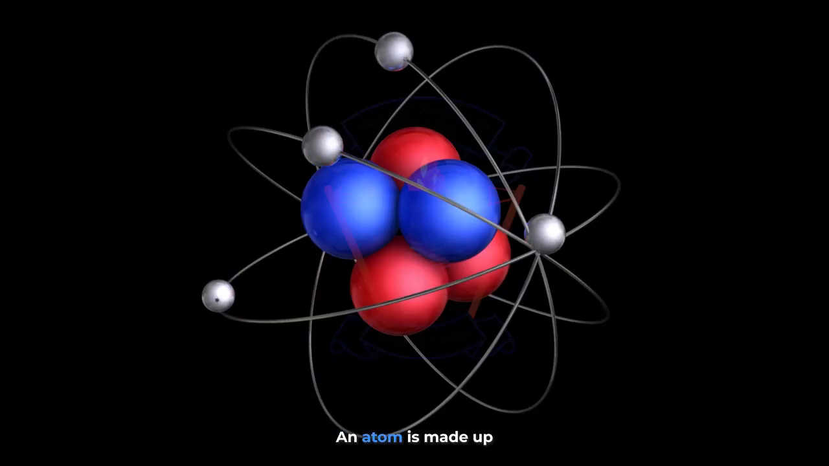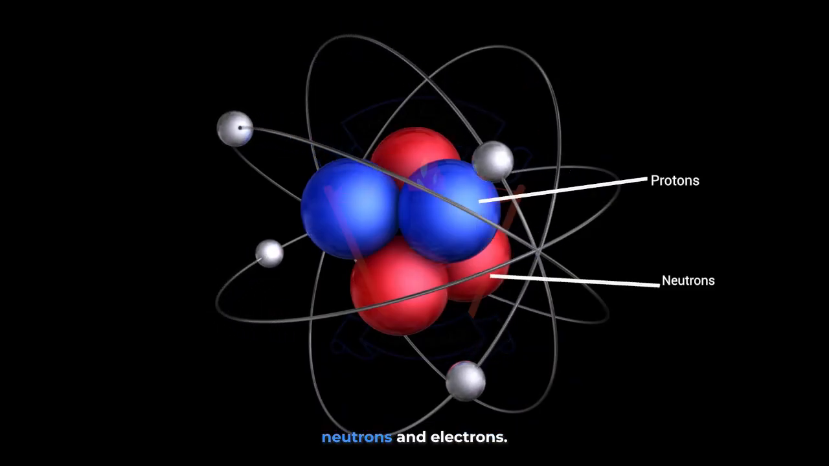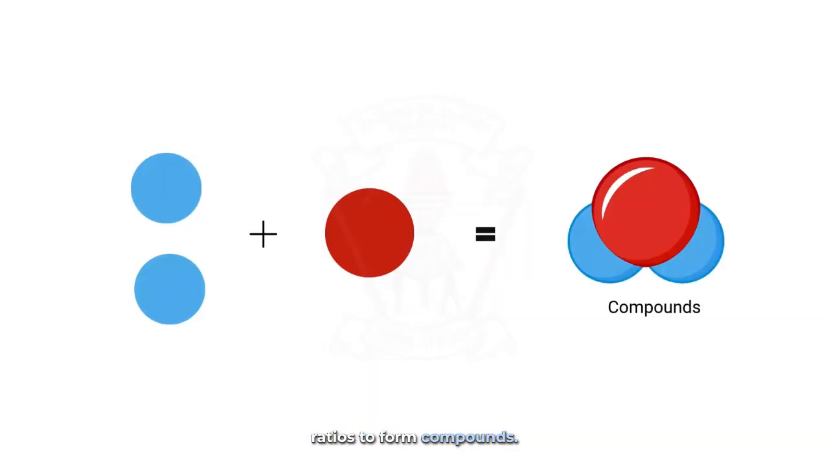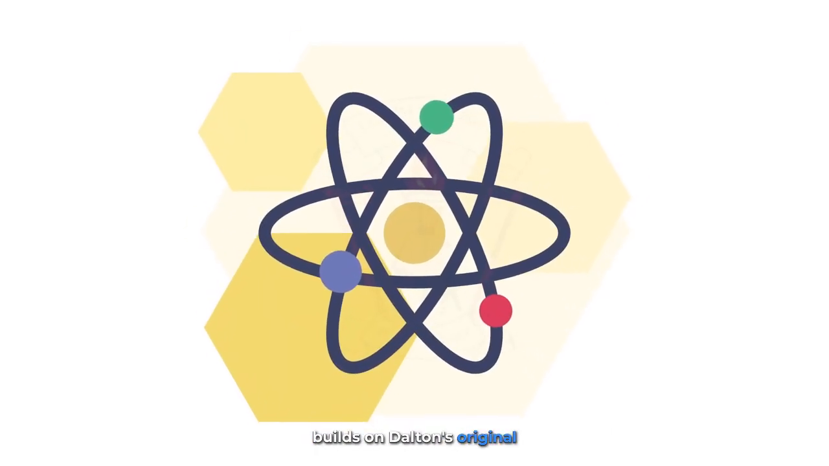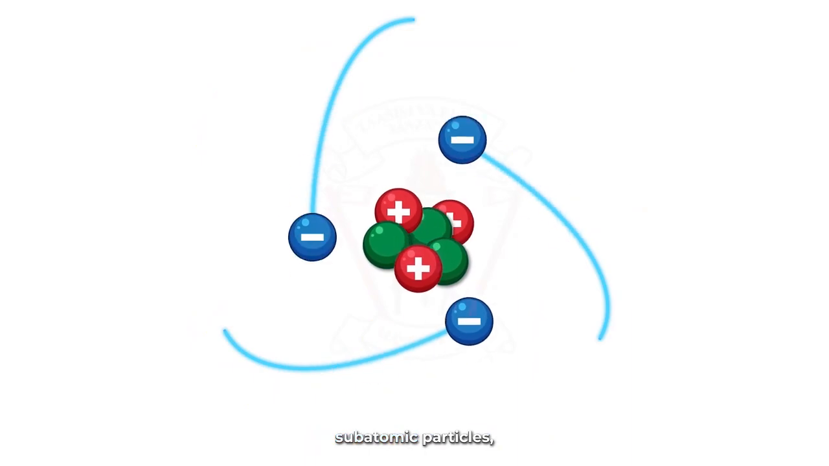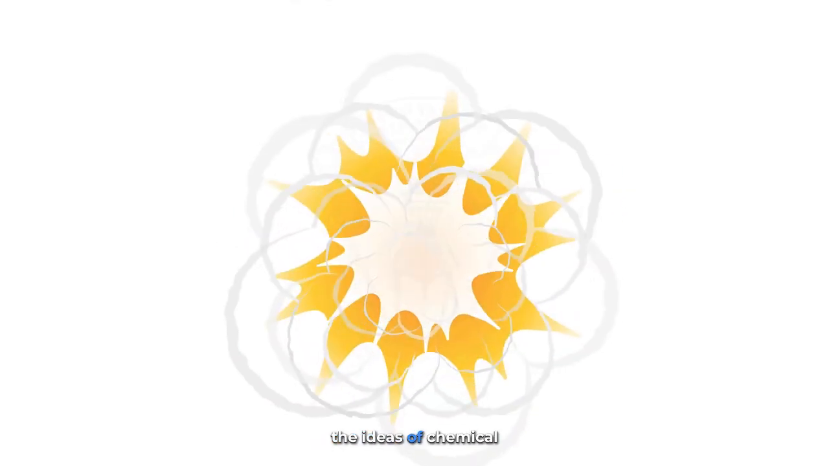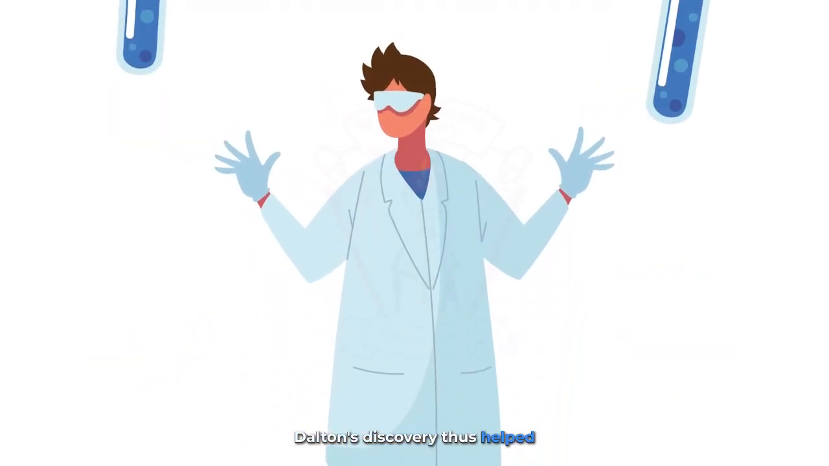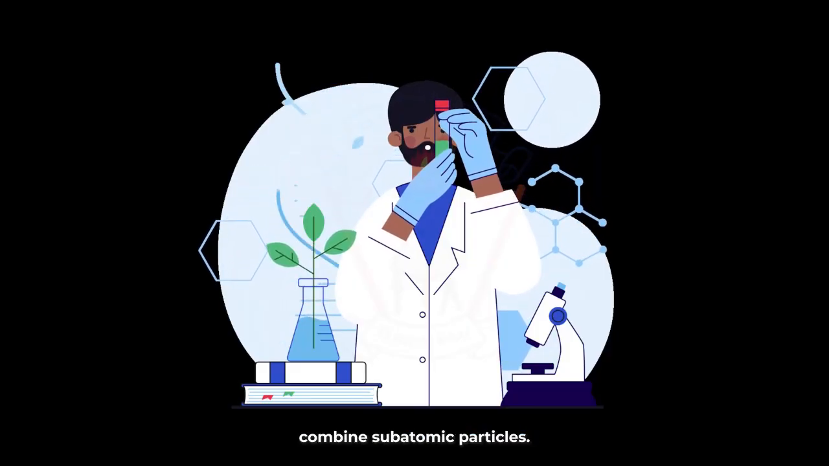3. An atom is made up of smaller subatomic particles called protons, neutrons, and electrons. 4. Atoms of different elements may chemically combine in many different ratios to form compounds. The modern atomic theory builds on Dalton's original ideas by recognizing subatomic particles, isotopes, and nuclear reactions while retaining the ideas of chemical combinations and reactions. Dalton's discovery thus helped the scientists understand chemical reactions and how substances combine.